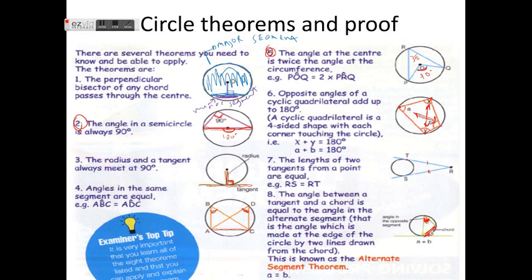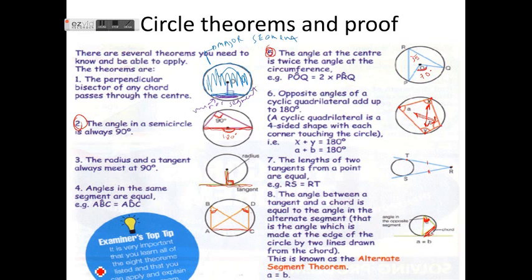Yes. It's also known as the alternate segment theorem, and the only nice thing about it is that when you come to give reasons for your answers, the examiners do accept you just saying, alternate segment theorem. You don't actually have to explain this angle with the other angle in alternate segments and so on. I can just say alternate segment theorem and justify like that.